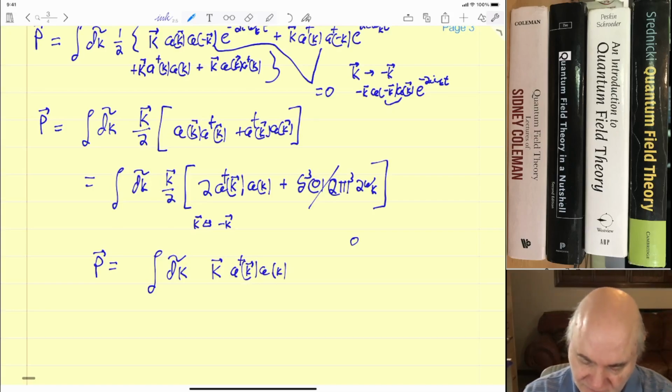It basically says that each oscillator has momentum k. Each particle, and we're going to integrate over all k, and each one has momentum k. So that's it for lesson 3.